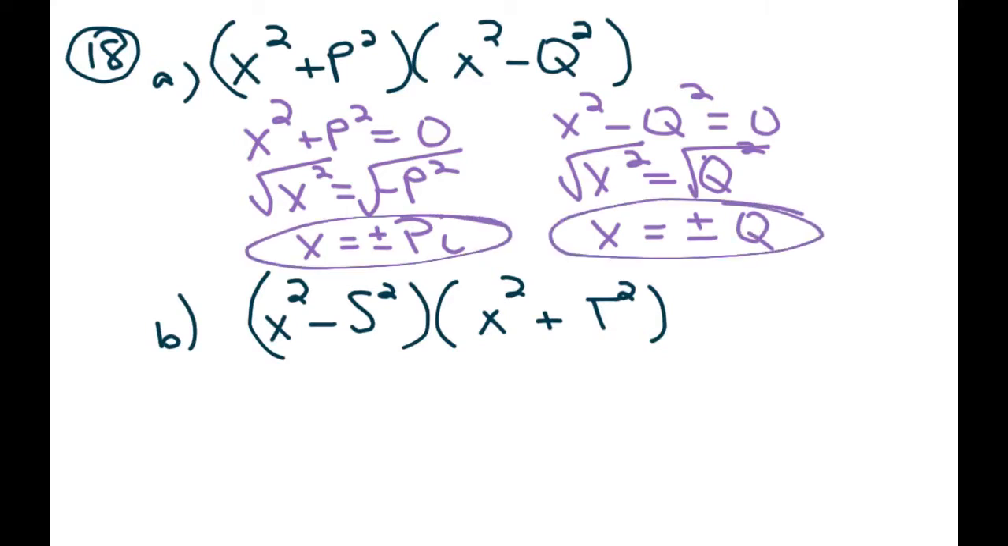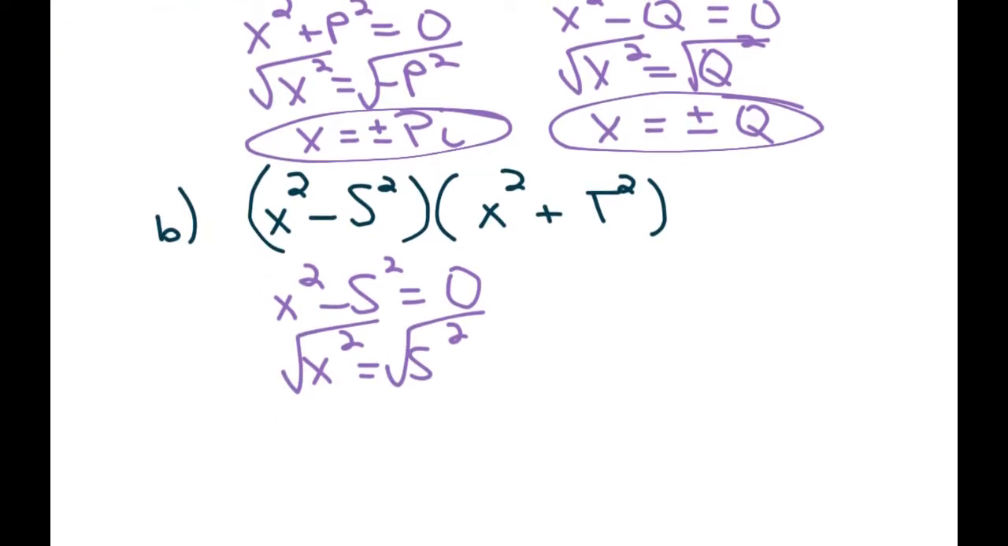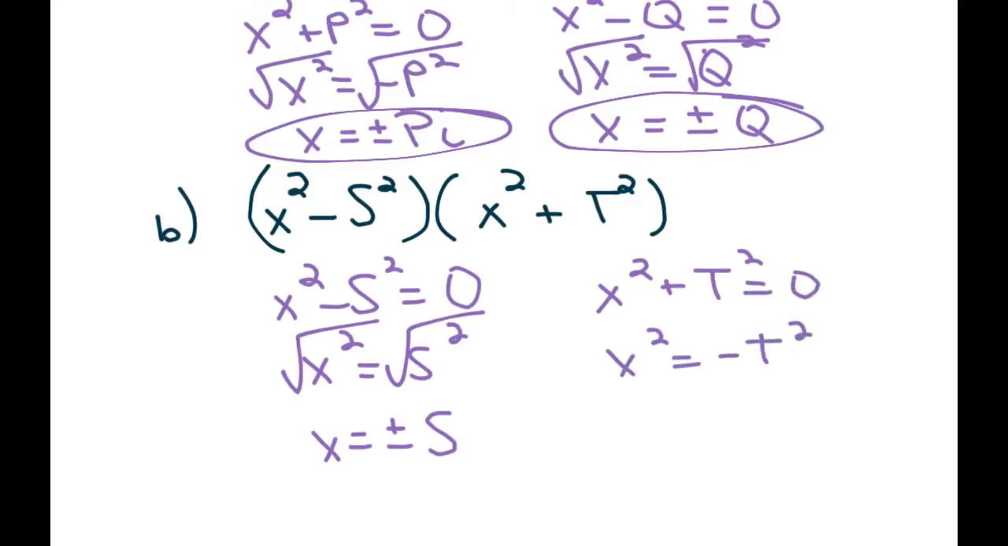Let's do this again. You're going to set the factors equal to 0, and then you're going to solve for x. When you do that, s is not negative, so x is just plus or minus s. x squared plus t squared equals 0, but when you move it, you get negative t squared, so when you square root it, x is going to be plus or minus ti.